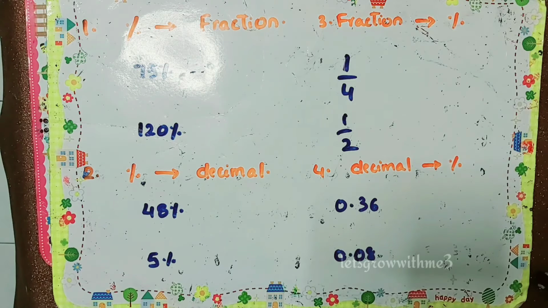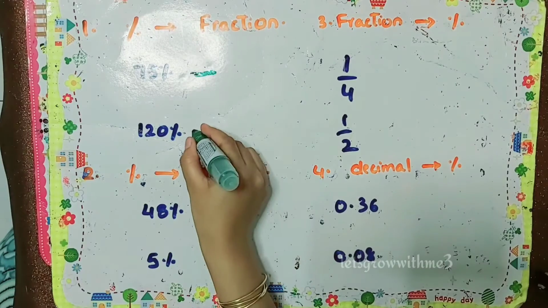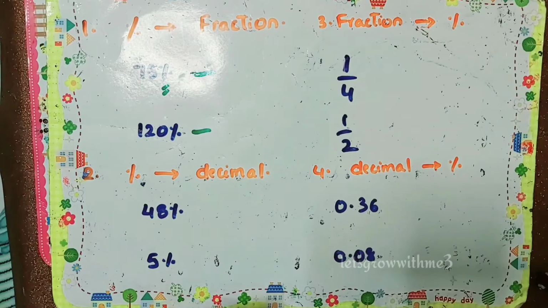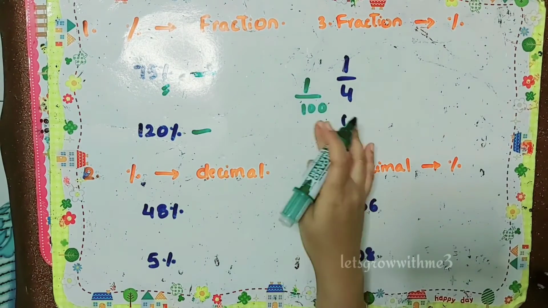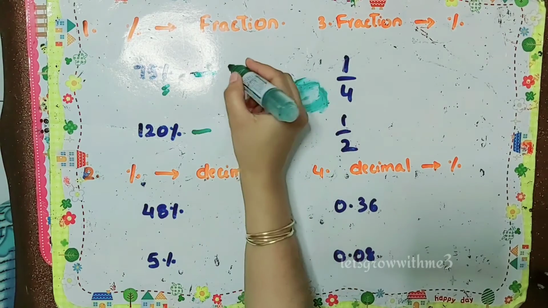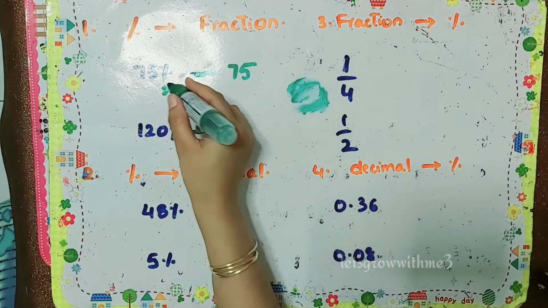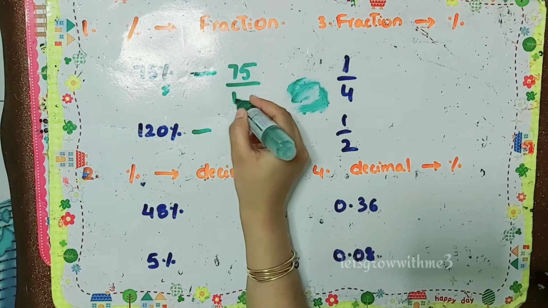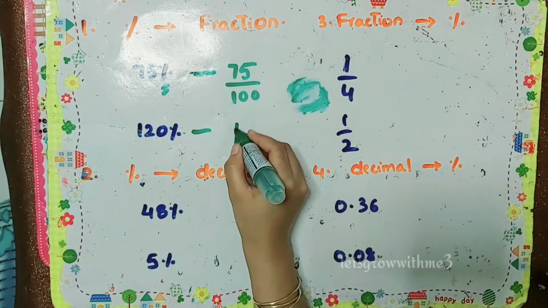Here we should keep one thing in mind: 1 over 100 means percentage. So how do we write 75 percentage? When you want to remove the percentage symbol, you just multiply the value before it with 1 over 100, which gives 75 over 100. The question is asking for the form of a fraction, right? After this we need to write it in simplest form.